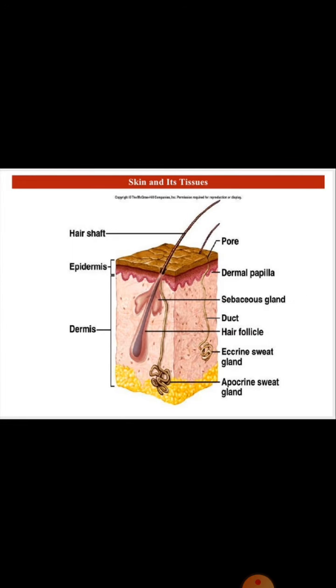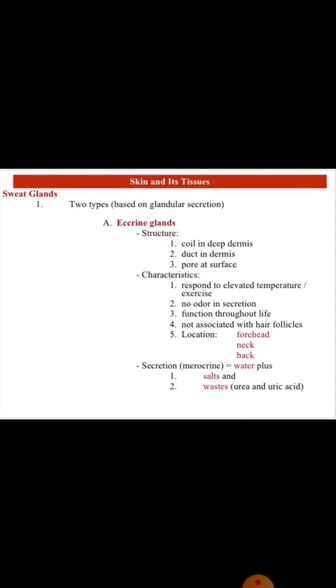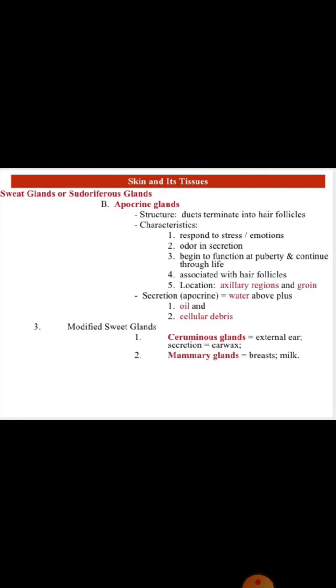Then it is the structure showing epidermis and dermis. Epidermis having hair follicles and pores, and dermis having dermal papillae, subcutaneous gland that secretes oils, then duct, then eccrine sweat glands, then apocrine sweat glands. These are the 2 types of glands that produce sweat.